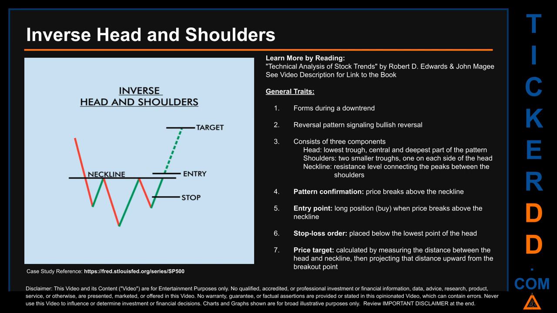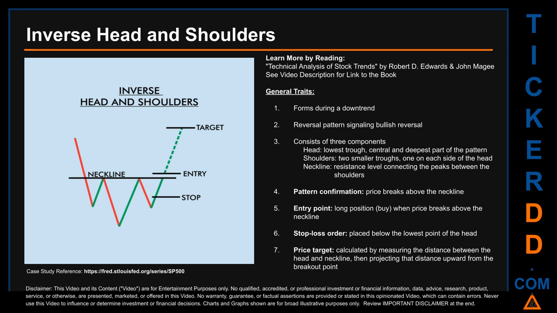Formation of the pattern. The inverse head and shoulders pattern began to form in late 2008. The left shoulder was formed in October 2008, when the S&P 500 reached a low of around 840 points. The head was formed in March 2009, with the index bottoming out at approximately 667 points. Finally, the right shoulder was formed in July 2009, with a low of around 869 points.